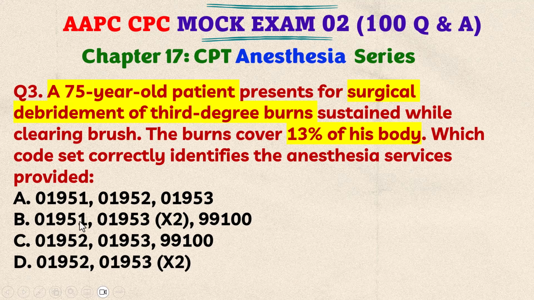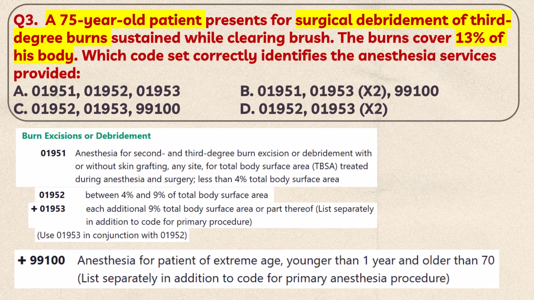So once you look at the answers, all answers are adjacent codes, so you can use the elimination method for the exam. I'll do the CPT alphabetic index method as well. So when you go to the codes, 01951 is anesthesia for 2nd and 3rd-degree burn excision, less than 4% of total body surface area. 01952 is between 4 and 9% of total body area, but in our case it is 13%. So the add-on code is each additional 9% of total body surface area or part thereof, list separately in addition to the code for primary procedure.